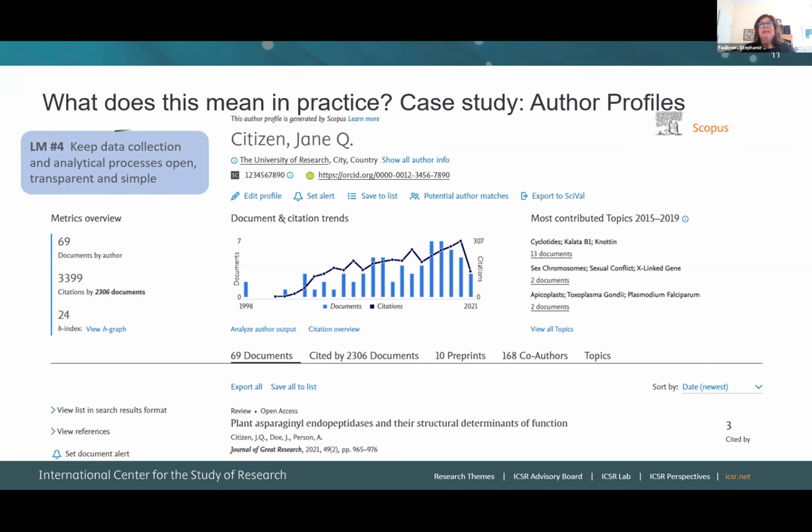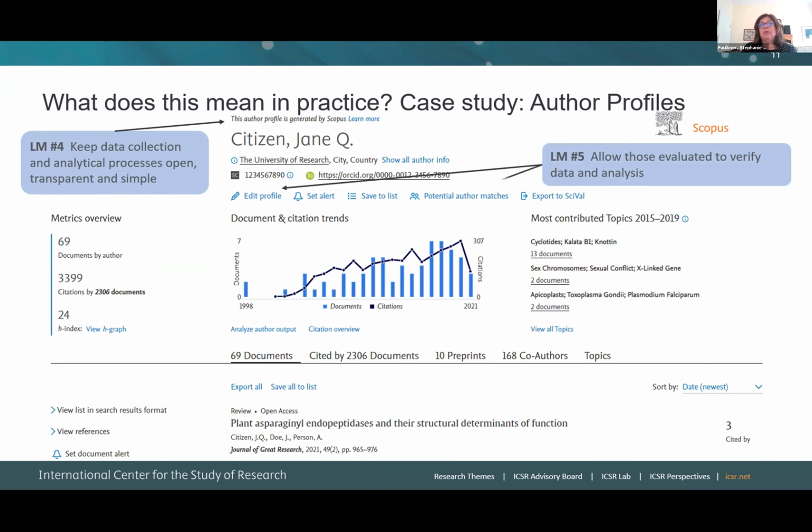We tell you exactly how we came about Jane Q. Citizen's author profile, right? It was generated based on publications in Scopus. And if Jane wanted to check the data and the analysis on her profile, she has that ability to do so because she can check whether we have all of the correct publications matched to her name, and she can also suggest changes and edits, which supports Leiden Manifesto recommendation number 5.